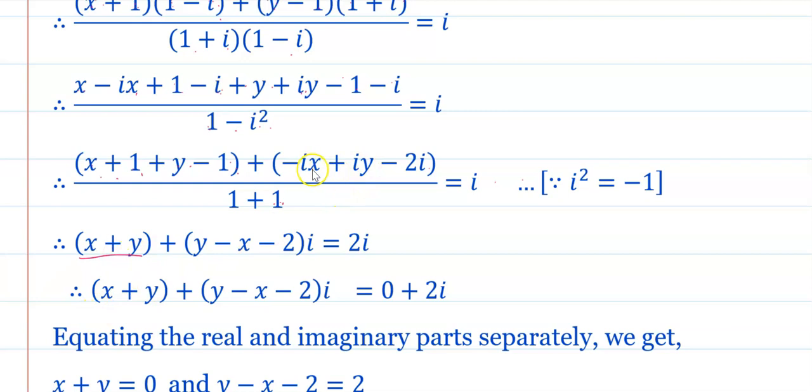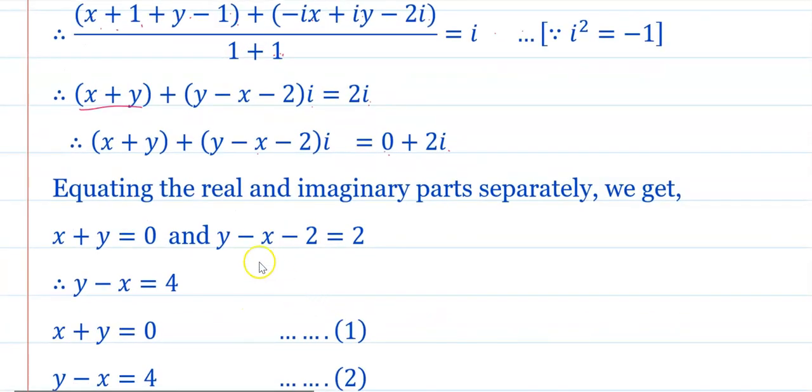What about here? Here is the i multiplication. Therefore, y minus x minus 2, bracket complete, into i is equal to 2i. Again equate the real and imaginary parts. On this side you see there is no real part, 0 plus 2i. Therefore, 0 is equal to x plus y. And 2 is equal to y minus x minus 2. Equating the real and imaginary parts separately: x plus y is equal to 0. y minus x minus 2 is equal to 2.